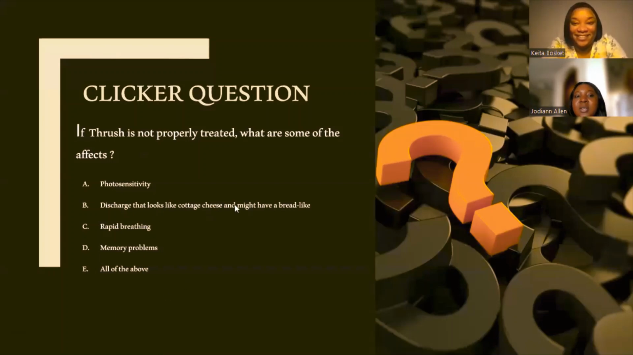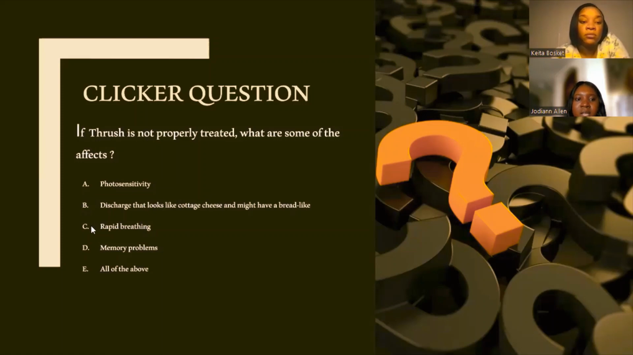Hello, everyone. So like we previously learned in the previous slides, photosensitivity is one of the symptoms that you can definitely encounter when you have the thrush. So we'll mark off answer choice A. Answer choice B states a discharge that looks like cottage cheese and may have a bread-like look also. So we know that this is true. Even though we did not mention the bread-like look in the previous slides, it is actually correct. So let's eliminate answer choice B.